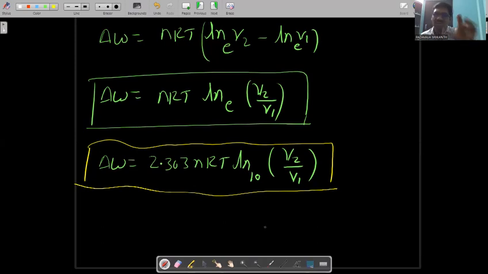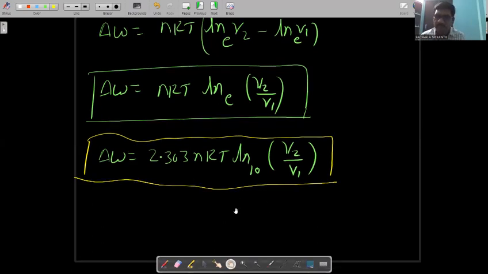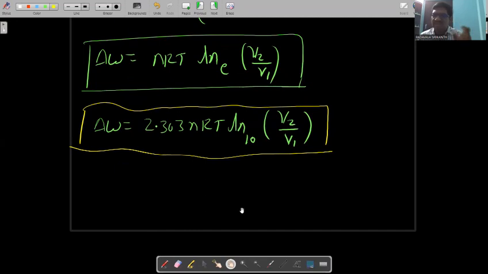My dear students, I hope you are understanding these things clearly. See, in the examination, V1, V2 may not be given directly to you. Sometimes he will give the initial pressure and final pressure, that means P1, P2 values will be given. In that case, what do we have to do? We know very well, according to the ideal gas equation, PV equals nRT.